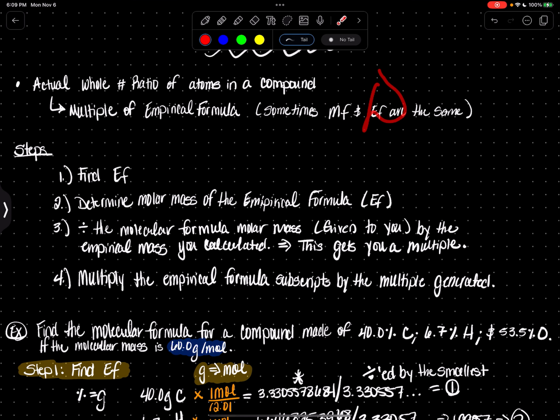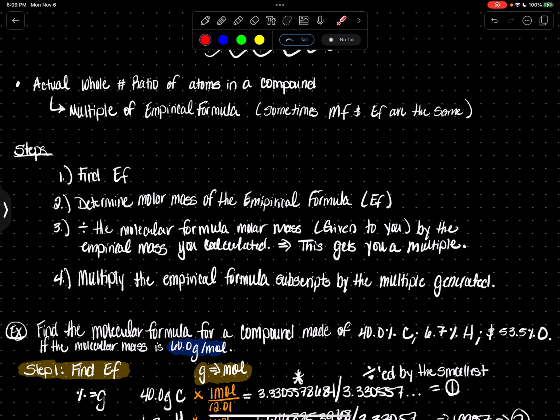Empirical formulas are more general. Molecular formulas are more specific, but however, they can be the same. They can be the same. So don't let that trip you up. They can be the same. It's just this one's a little more specific.